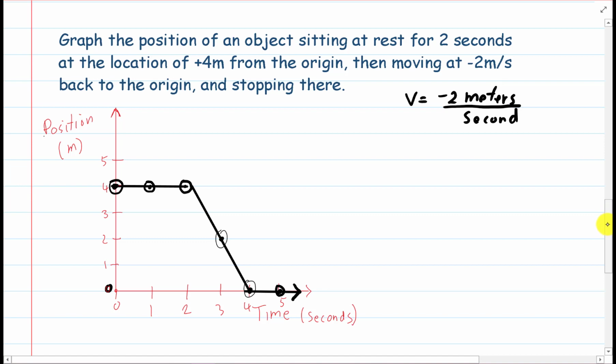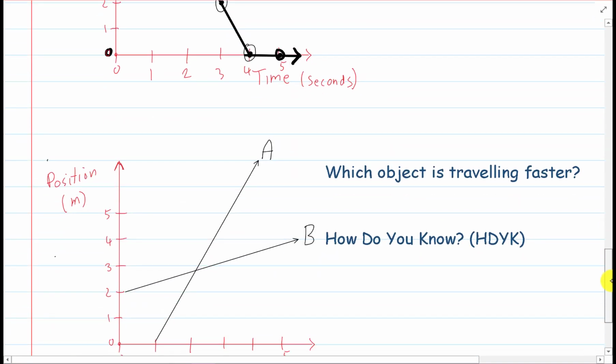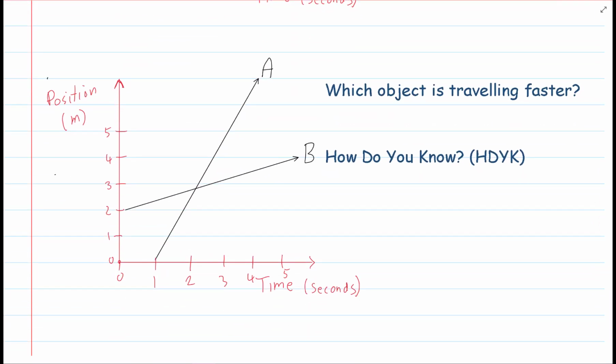Okay, just looking at the slopes, helping you out. And now here is another one to think about. Which object, A or B, is traveling faster, and how do you know?